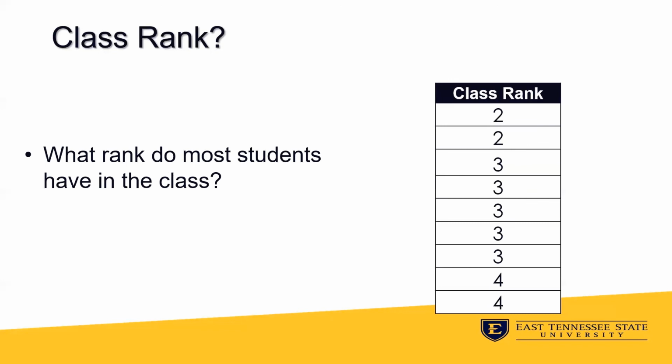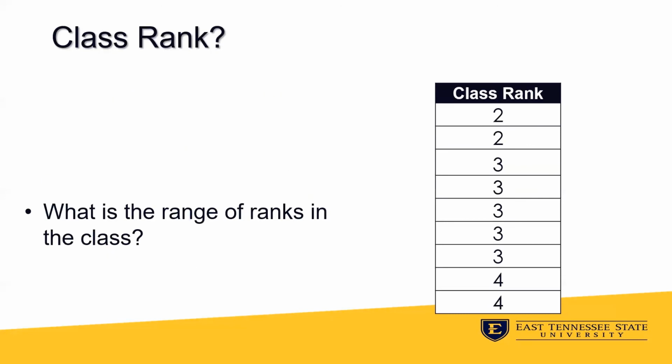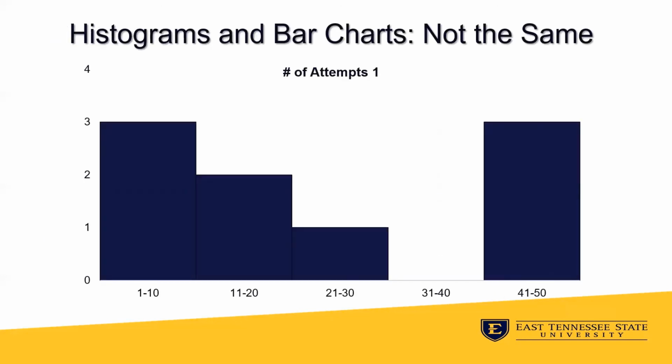If we display the data in a bar graph again, we can see that the mode, or most common class rank, is 3. The range is easy to determine since the data set is small and has already been sorted. Since the lowest class rank is 2 and the highest is 4, our range is going to be 2. Simple. So let's talk about histograms and bar graphs.